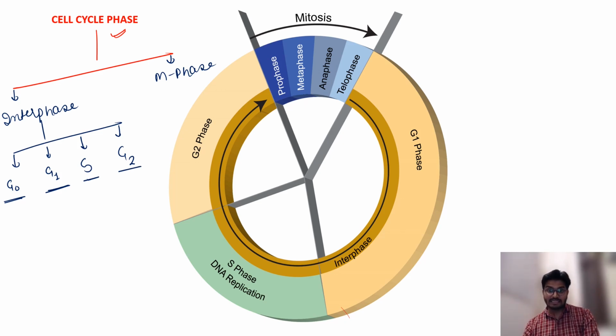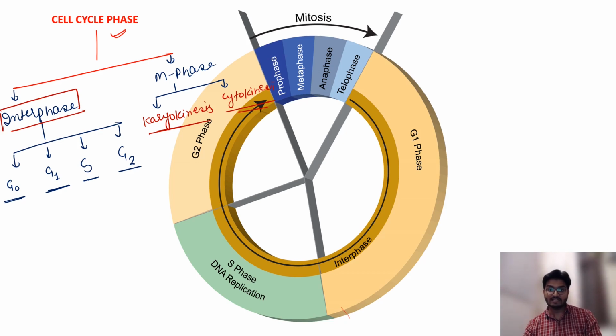The M phase can be further divided into two categories. The first category is karyokinesis, where the nucleus division takes place, and the second process that happens in the M phase is cytokinesis. First the nucleus divides and then the cytoplasm divides. So the cell phase is basically two: the interphase and the M phase. Interphase is the longest one, having the G1, S and G2, and the M phase is simply the nuclear and cytoplasmic division.